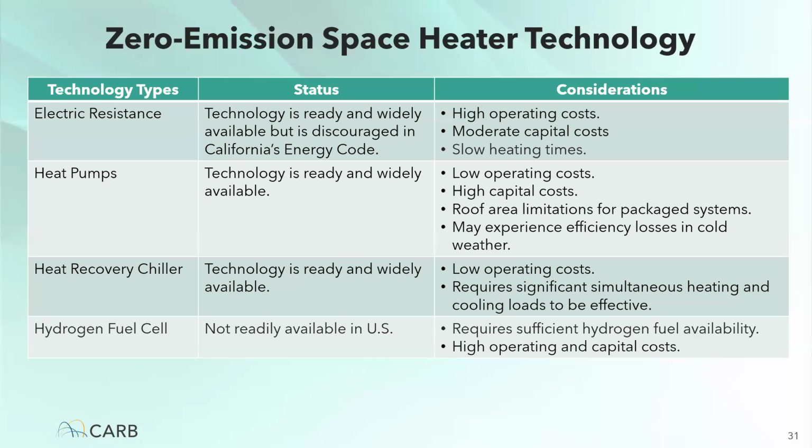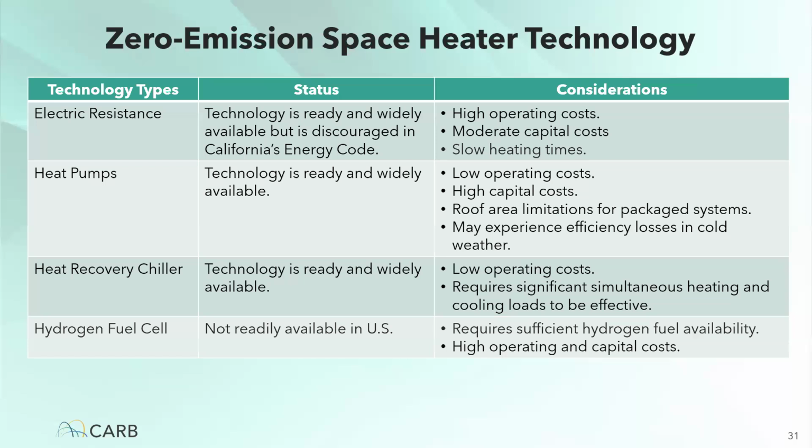Multiple types of space heating heat pumps are available today, including package and central split systems, ductless mini splits, which can ease retrofit burdens for homes that don't currently have ducted systems, and variable refrigerant flow systems for large commercial buildings. Some considerations for heat pumps include low operating costs, high capital costs, and roof area limitations for package systems. Space heating heat pumps may experience efficiency losses in cold climates.